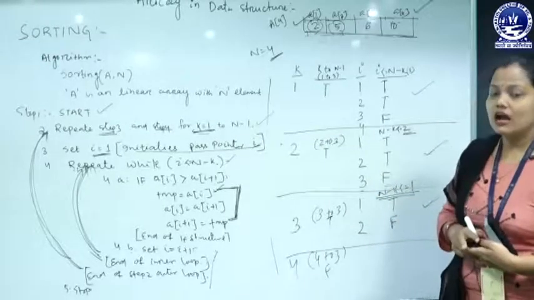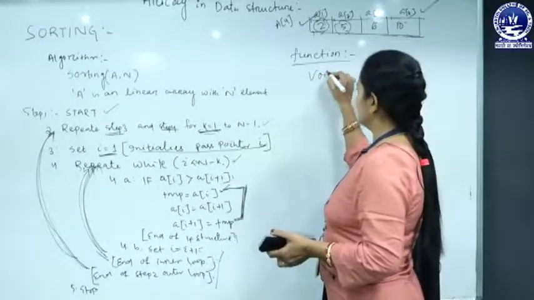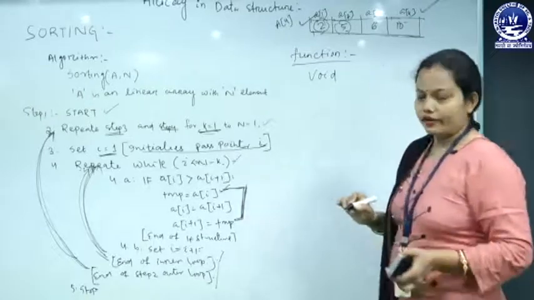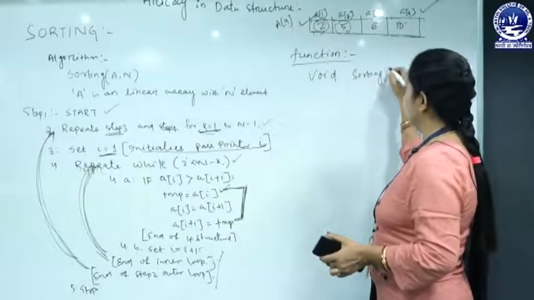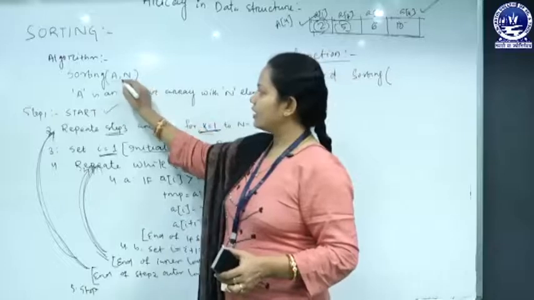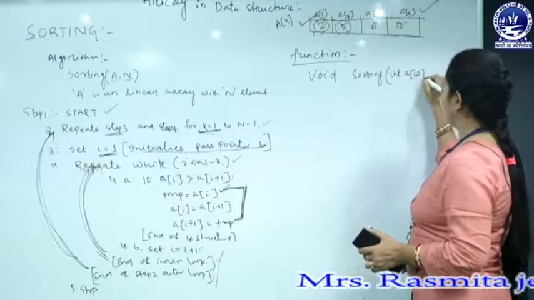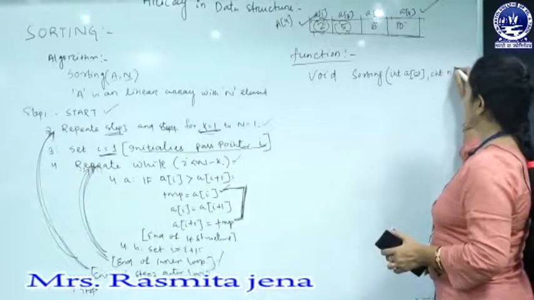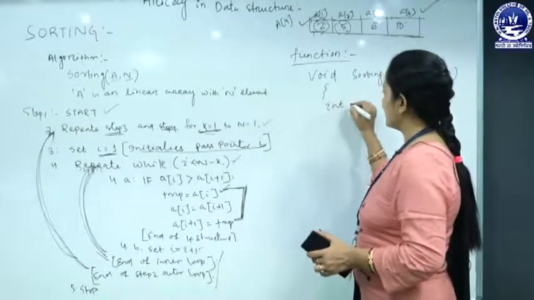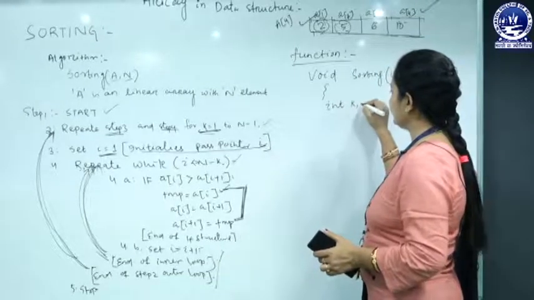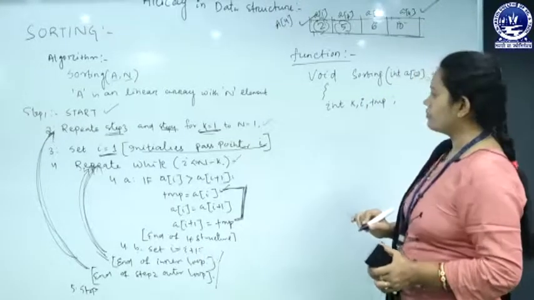Next we will see how we implement this algorithm as a function. Suppose the function has arguments but no return value, so the return type is void and the name of the function is sorting. We are receiving the linear array, int a of 50, and the size of the array is received in the variable n. Then we declare the variables required for sorting: k, I, and temp.